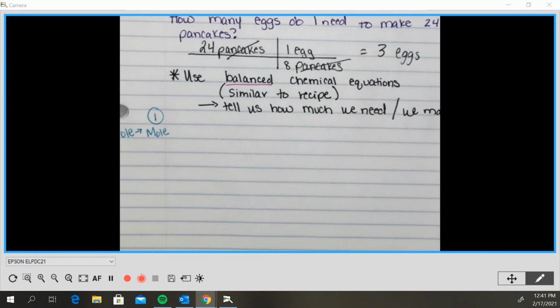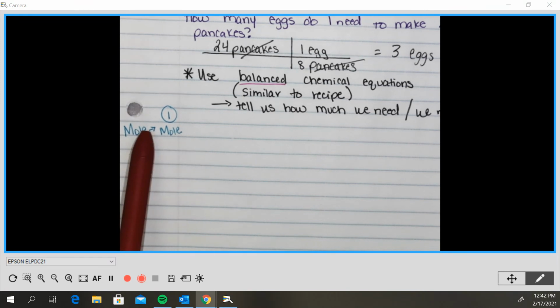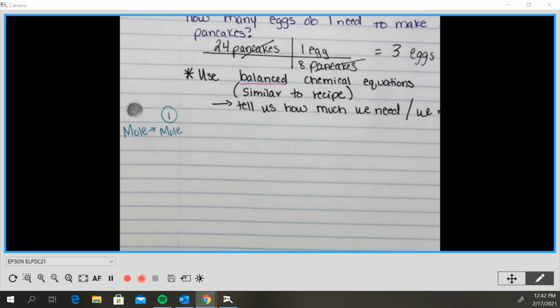All right. I want you guys to write a number 1, and under it or near it, write mole to mole. This is our first set of practice problems we're going to do. To make it easy for you to go back when you're studying, mole to mole will be a good indicator for you to find this.